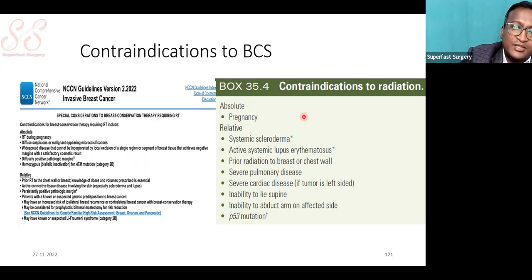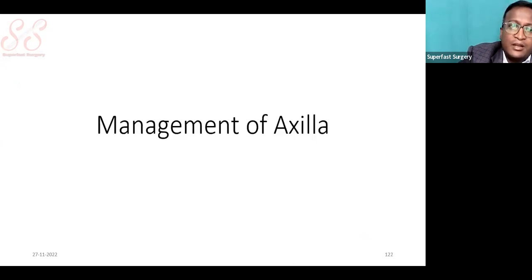And if there is a contraindication to radiation, that becomes a contraindication to BCS as well, because radiation therapy is an integral part of breast conservation surgery. Now, moving on to management of the axilla. We have discussed the options available for the breast: modified radical mastectomy and BCS. At the same time, we need to know the management of the axilla, as several robust data have come in axillary management, and questions are being asked from that part of this chapter.